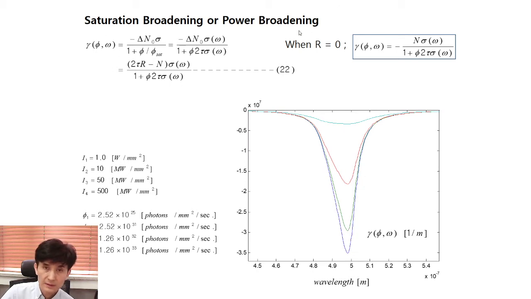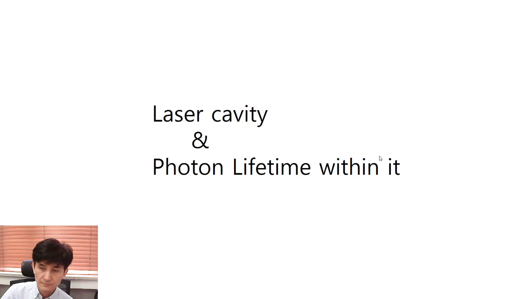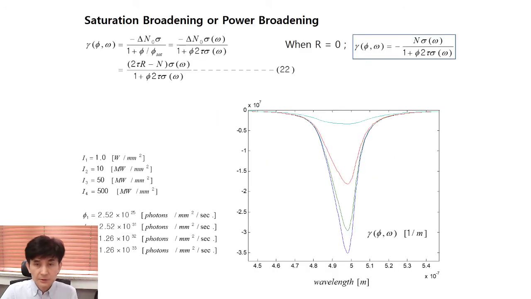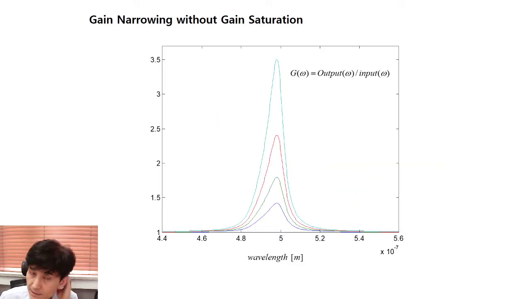That is called the power broadening due to the saturation. Due to this saturation we have this gain saturation, the spectral gain coefficient saturation. Right, so we consider two cases.